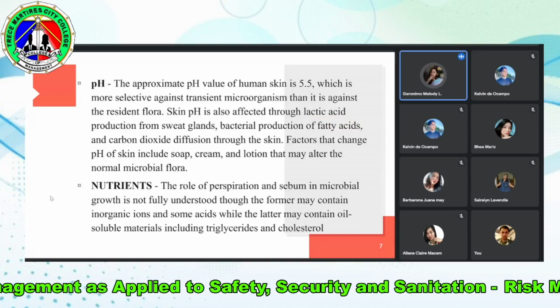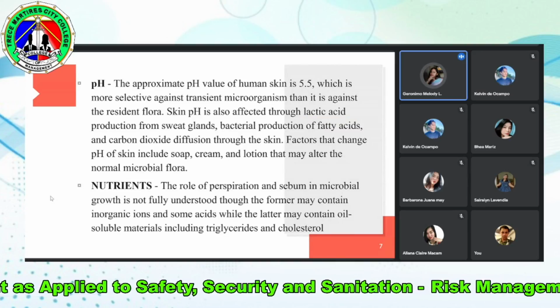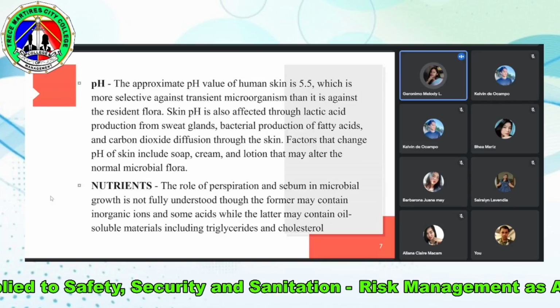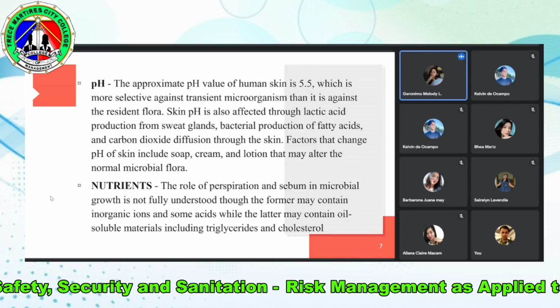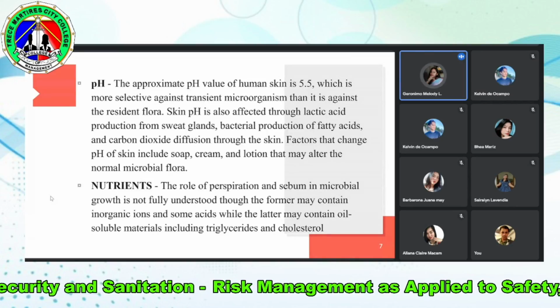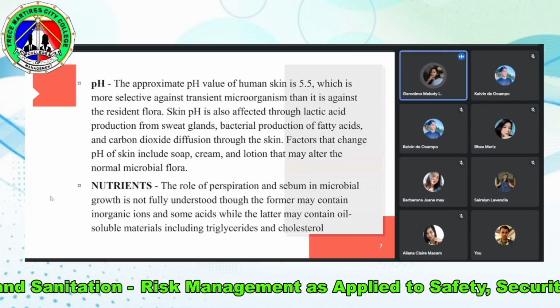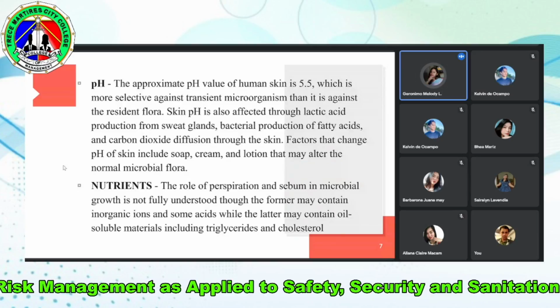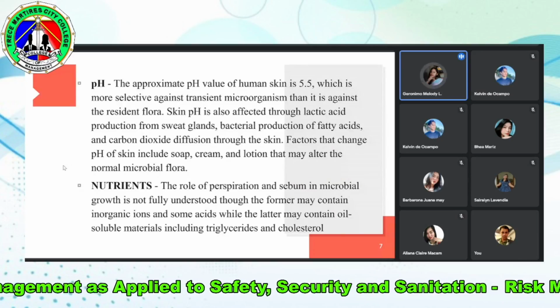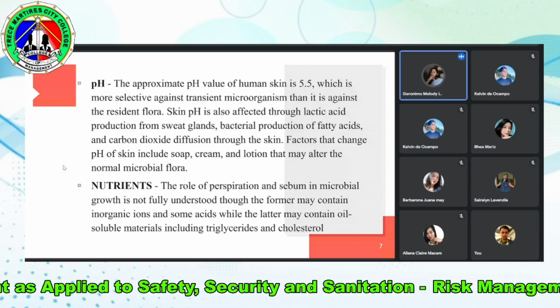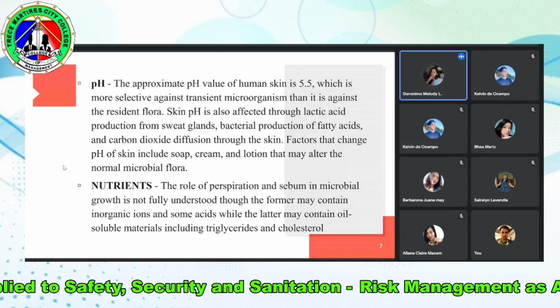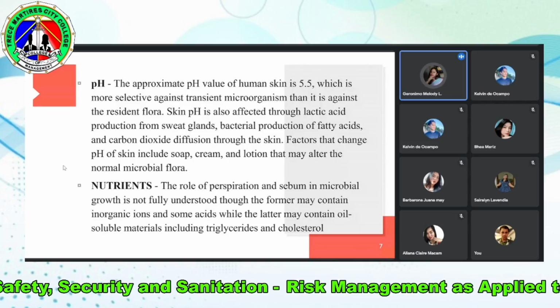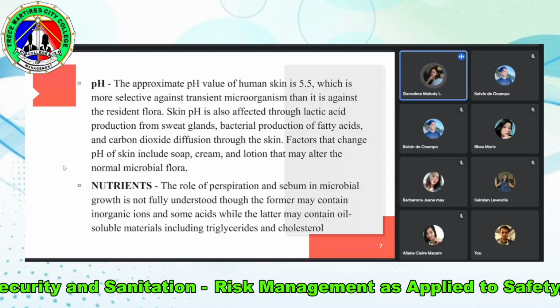So in simple words, once na ang pH level po natin ay tumaas or bumaba sa normal na level, makaka-experience daw po tayo ng mga inflammatory skin conditions like acne, eczema, flaky, and red skin, or etc. So napakataas daw po ng chance na makontaminate po natin ang food once na po ay isa tayo sa food handler.